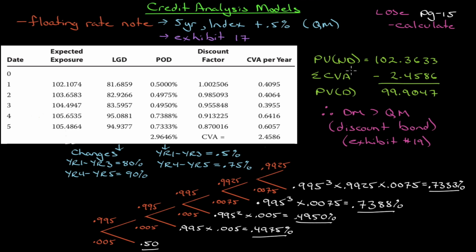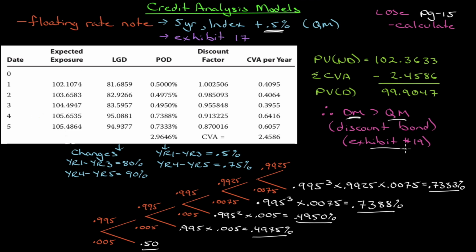We've calculated the present value of this bond, assuming no discount. We got 102.3633. We can see that the sum of all of the present values of expected losses totals 2.4586. That's our credit valuation adjustment. Subtract that, and we have 99.9047 as the fair value of this bond, assuming there's a probability of default. Notice that we have a discount bond. If we have a discount bond, this means that the discount margin, discount meaning what we discount the bond by, is greater than the quoted margin, and the quoted margin we were told was 0.5%. So we have a discount bond.